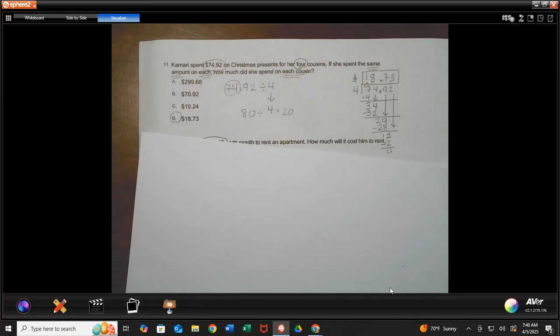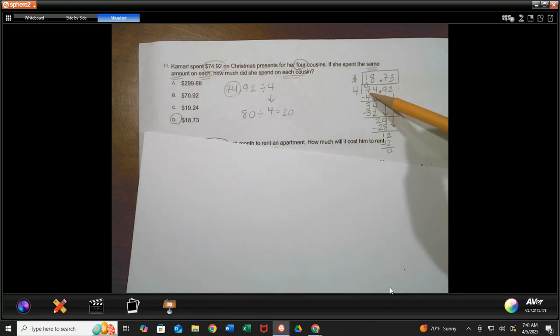All right, so let's divide. So our decimal is in the dividend. So all we have to do is pop it up. Our first step of division, we're dividing into the 7 in the tens place. So we're going to start in the tens place. I finished dividing. I didn't have any remainders, and I got that she's going to spend $18.73 on each cousin. D is my answer in the answer bank.